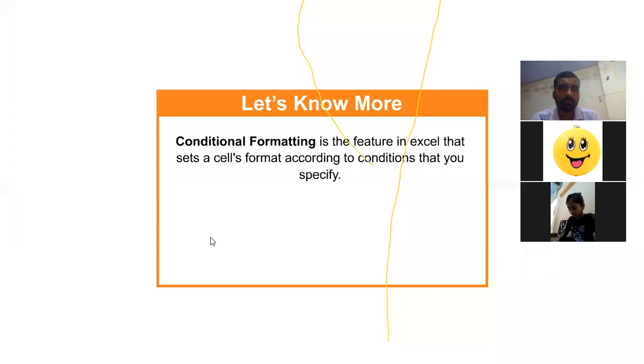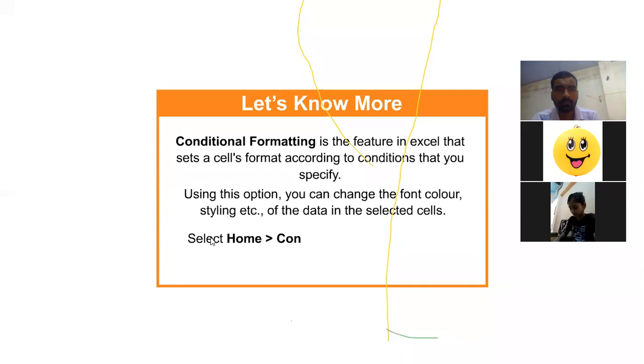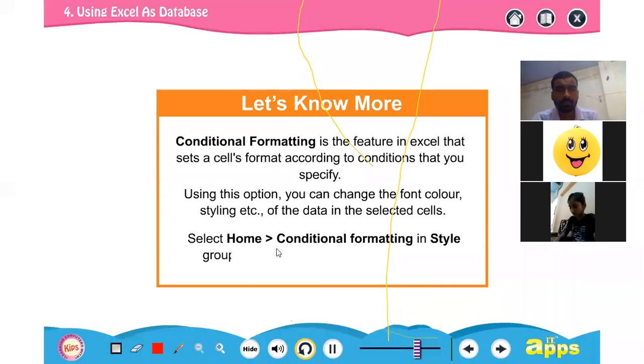Now, let me tell you something more. Conditional formatting is the feature in Excel that sets a cell's format according to conditions that you specify. Using this option, you can change the font color, styling, etc. of the data in the selected cells. Select Home, then Conditional Formatting in the Style group and specify the condition as needed.